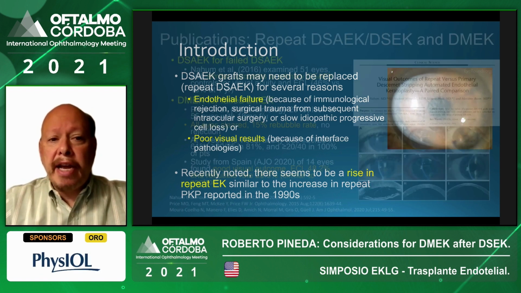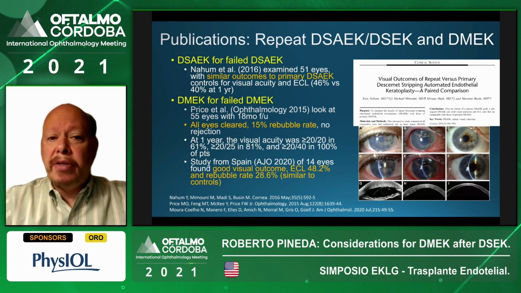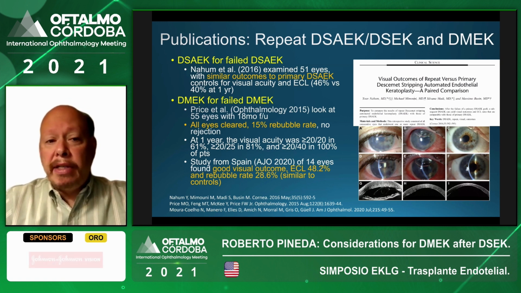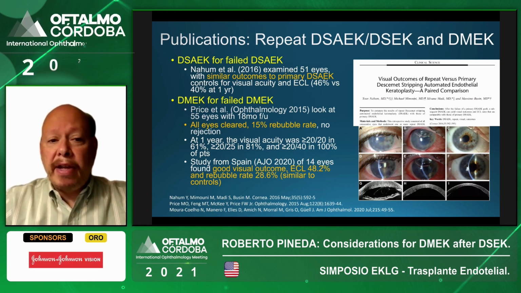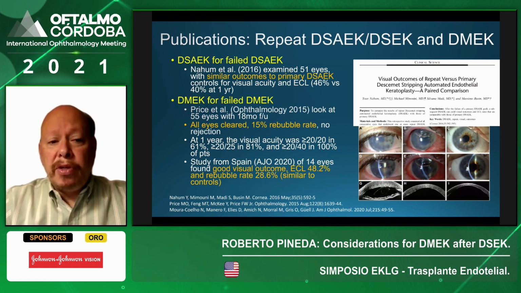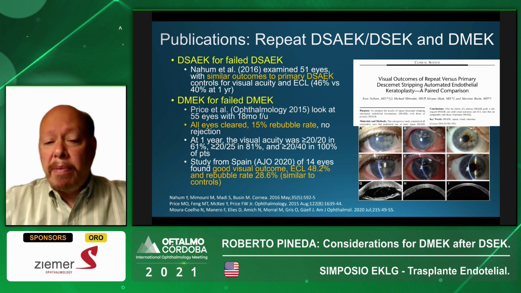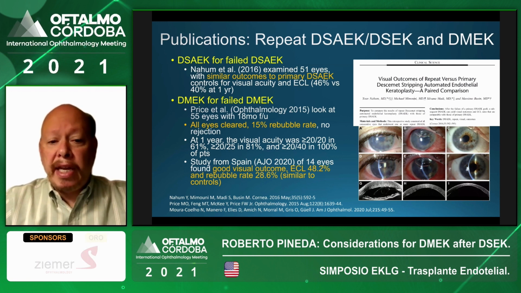Well, repeat DSAEK for failed DSAEK actually has very good outcomes, very similar to that of primary DSAEK, with similar visual acuity and endothelial cell loss. Likewise, a repeat DMEK for failed DMEK also has very good results. Two small studies basically showed that all eyes had good visual outcome with a rebubble rate somewhere between 15 and 29%.